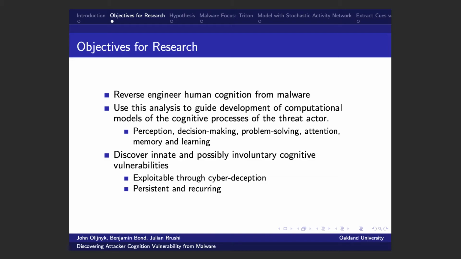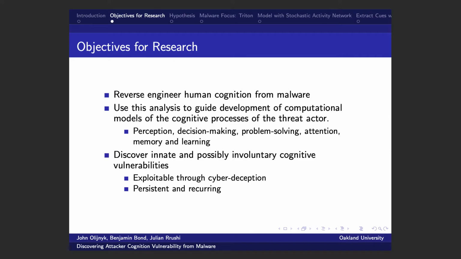So in short, our objective for the research is to reverse engineer human cognition from malware. And we'll use this analysis to guide the development of computational models that reflect this cognition as it appears in their malware. Parts of cognition that we will be able to identify are perception, decision-making, problem-solving, attention, memory, and learning. Each of these elements are very important in writing malware and engaging in systems that the malware are deployed.